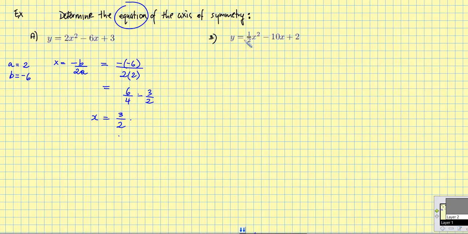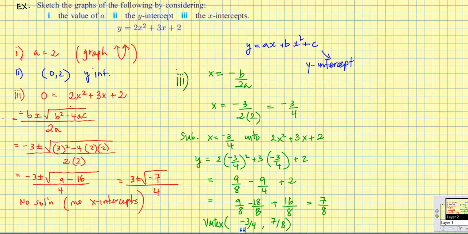Okay, so if we were doing the next one, let's try another one that has a fraction in it. So what we have is a equaling 1/2, b is equal to negative 10, and so we have x is equal to negative b divided by 2a. So we have negative 10 divided by 2 times 1/2, and 2 times 1/2 is just 1, which makes it just equal to 10. Therefore, our axis of symmetry is x equals 10. All right, let's take a look at the next question.